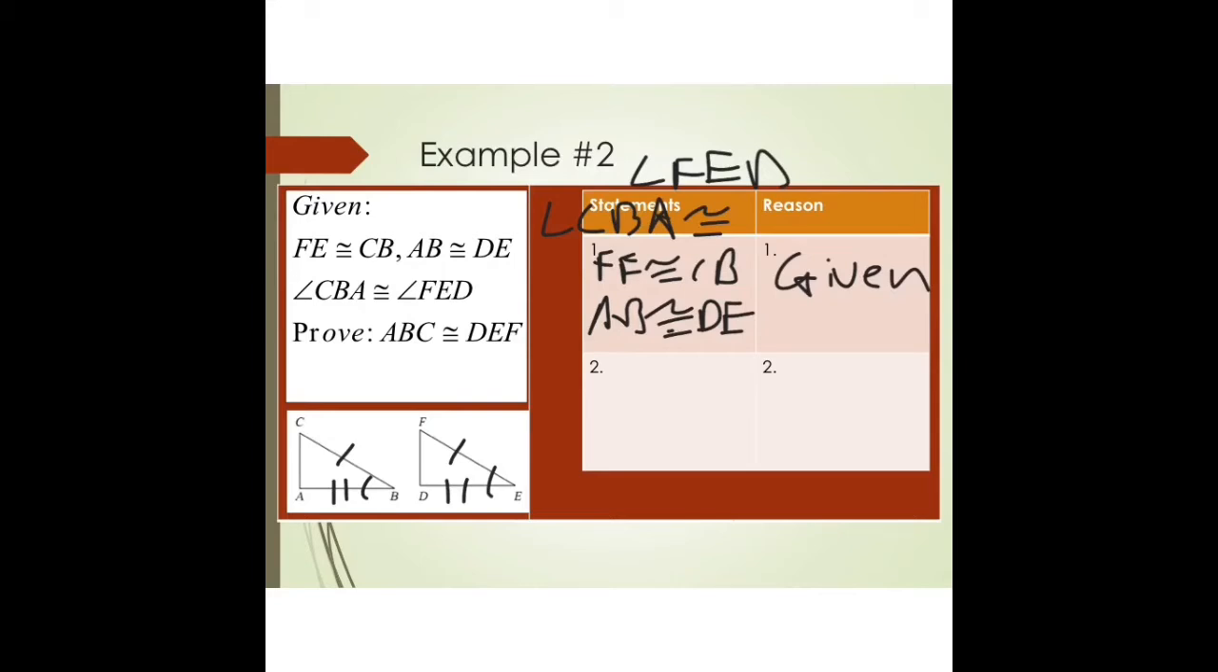For my first triangle, I have a side and then an angle and another side. For my second triangle, again, I have a side, an angle, and a side. So since they both have side, angle, side as their pattern, and that is one of our theorems, I can go ahead and say that those triangles are in fact congruent. So we can write down our proof, which is ABC is congruent to DEF. And again, the reason we can say that is by the side, angle, side property.